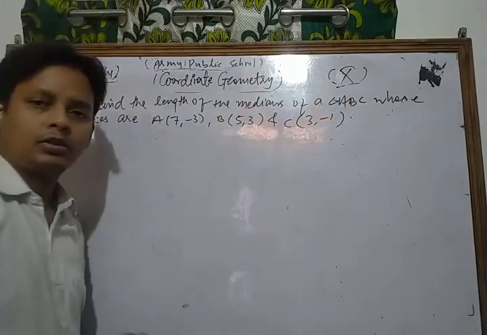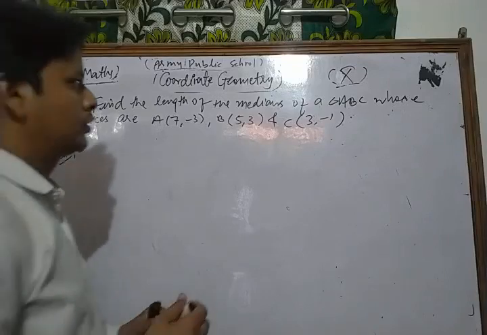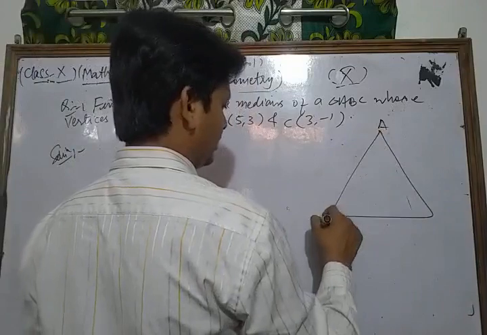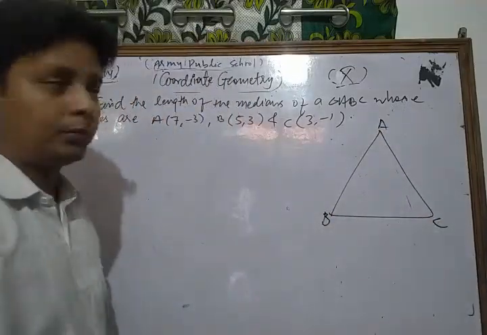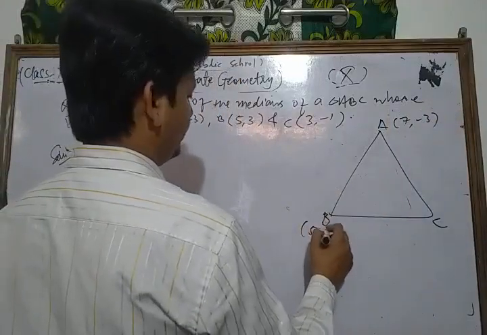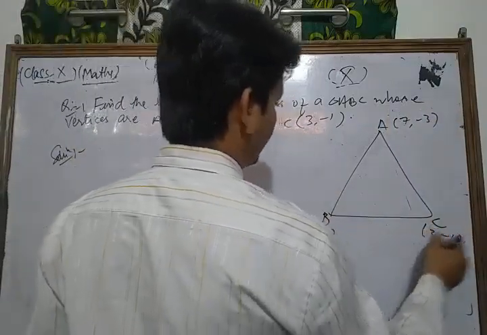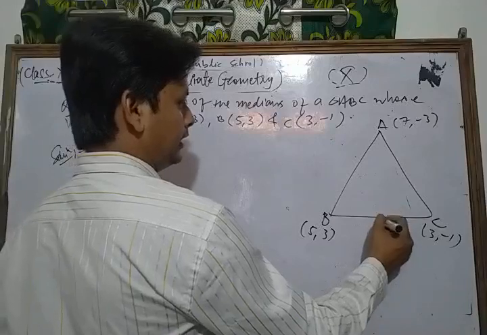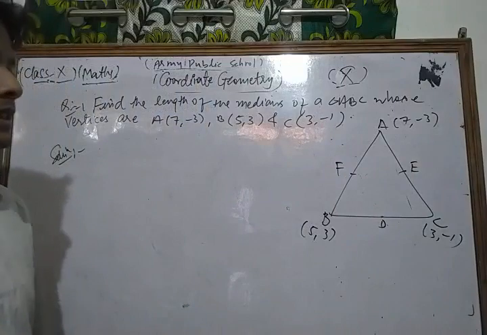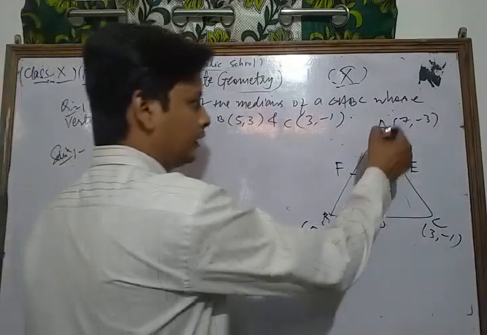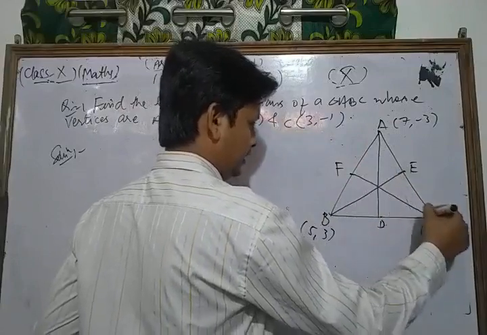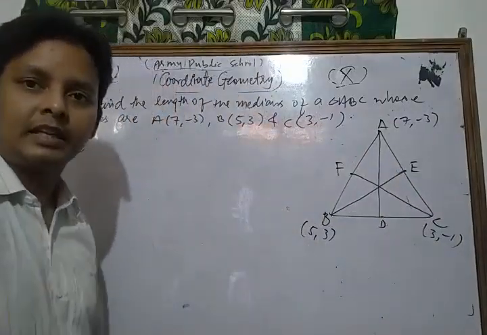Dear friends, this is the question here. Now, first of all, we draw a triangle ABC, and you know what the median is. Now, suppose that here A is (7, -3), B is (5, 3), and C is (3, -1). Suppose D, E, F are the midpoints of BC, CA and AB respectively. Then AD, BE and CF are the lengths of medians.